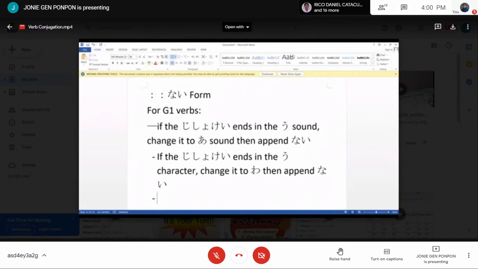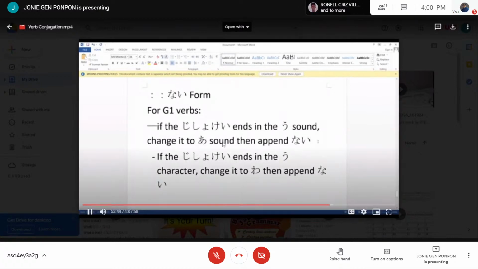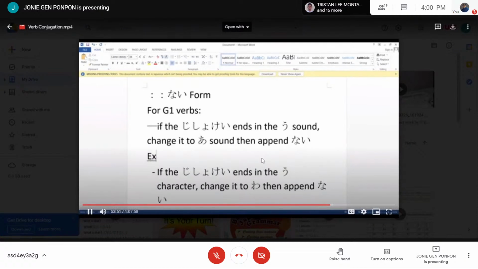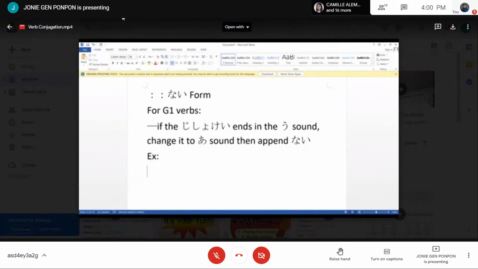Right. Okay, so let's have an example for the first rule. If the jisho-kei ends in the U sound, change it to A sound, then append nai. Okay, we have an example. Kakimasu, kaku. The jisho form is kaku, meaning to write. From kakimasu, naging kaku ang jisho-kei, meaning to write.